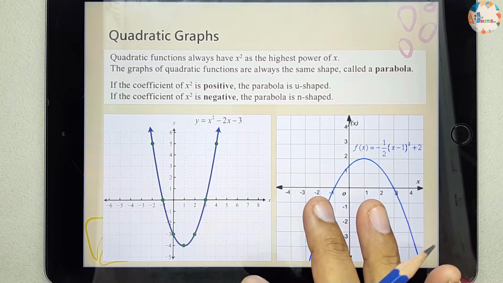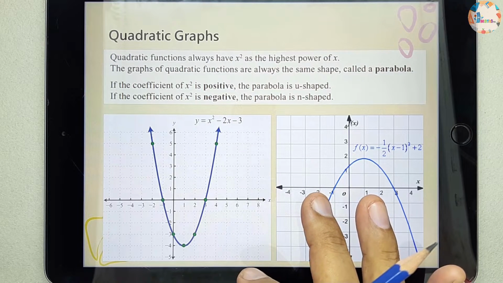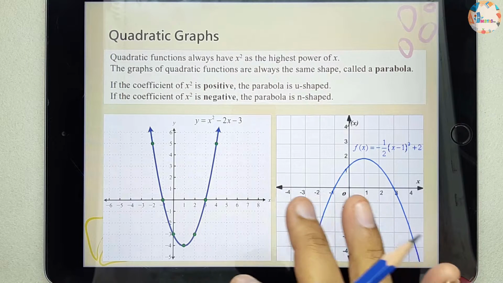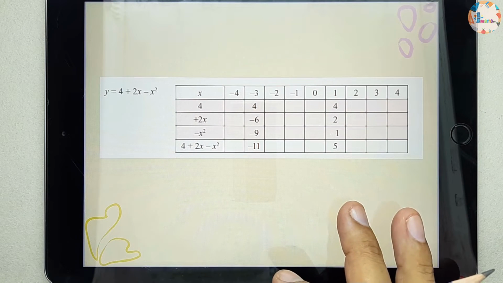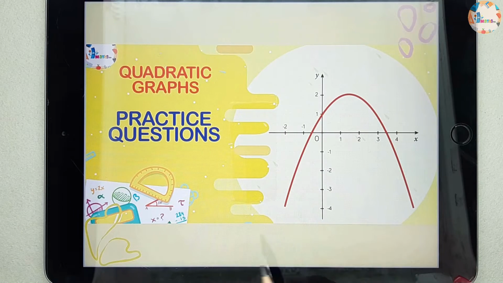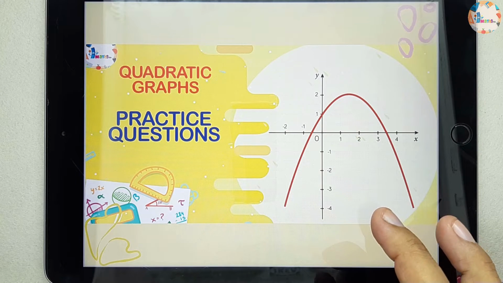Now we have gone through two practice questions and hopefully you understood each and everything, and this table format we have also done. Next we will be doing practice questions for quadratic graphs as well.